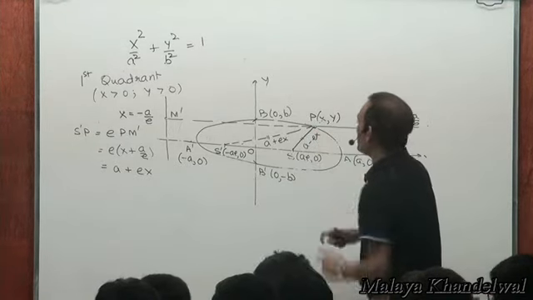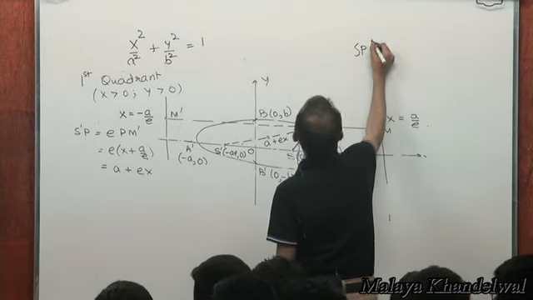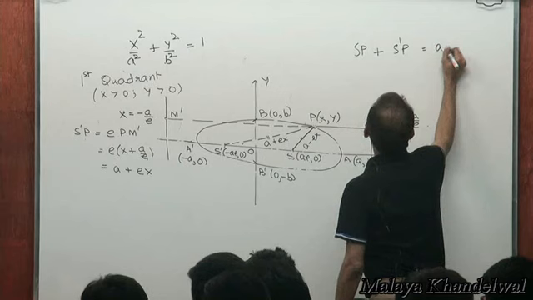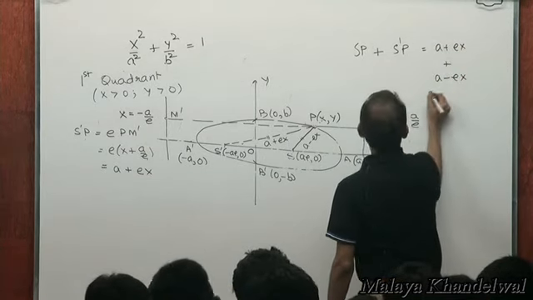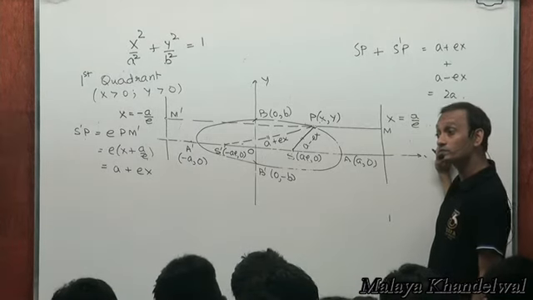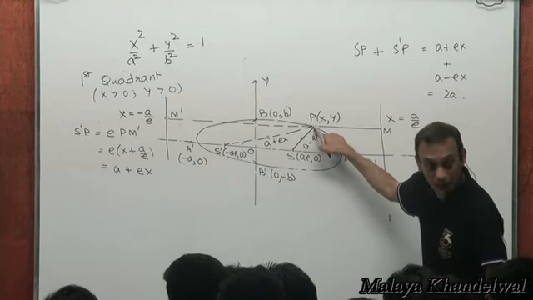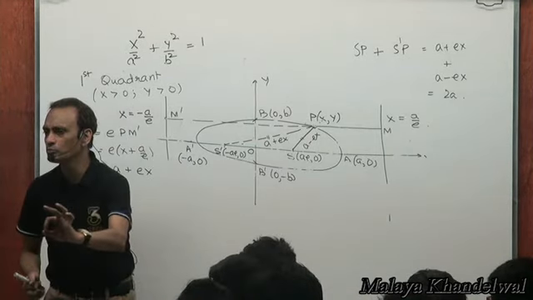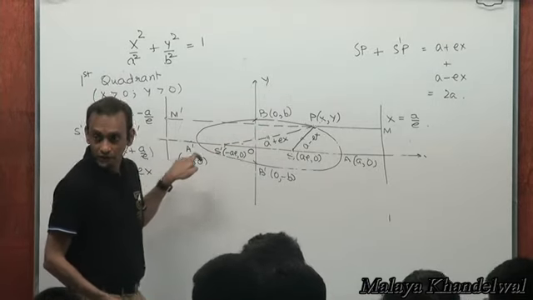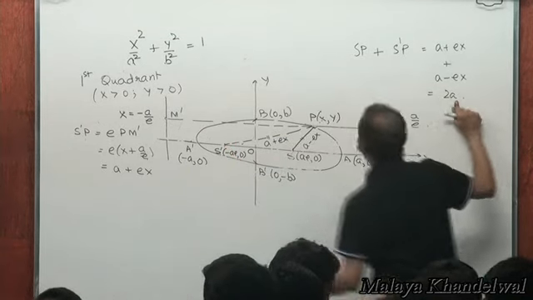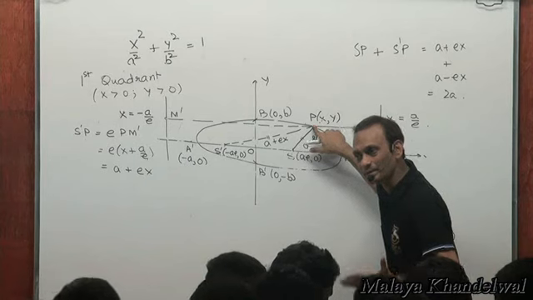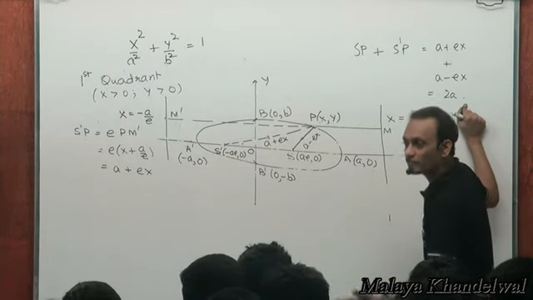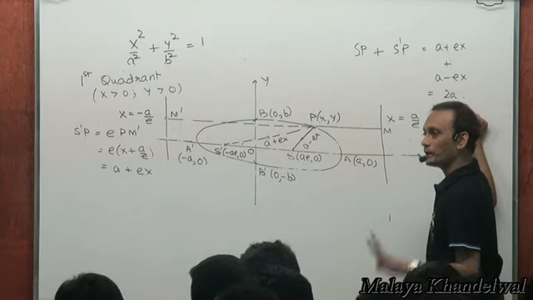See, for any point on the ellipse, P, SP plus S prime P, the sum of its distances from the two foci, is A plus EX and A minus EX, which is 2A, which is the major axis of the ellipse, right? Which is true for all XY. In fact, this was the basic definition of the ellipse as given by astronomers, right? If a point P moves in a manner that the sum of its distances from two fixed points is a constant, then the path traced by that point is an ellipse. And this distance would be referred to as the major axis. This would be the definition of the ellipse, the earliest known definition of the ellipse. This is how the ellipse was defined, right?